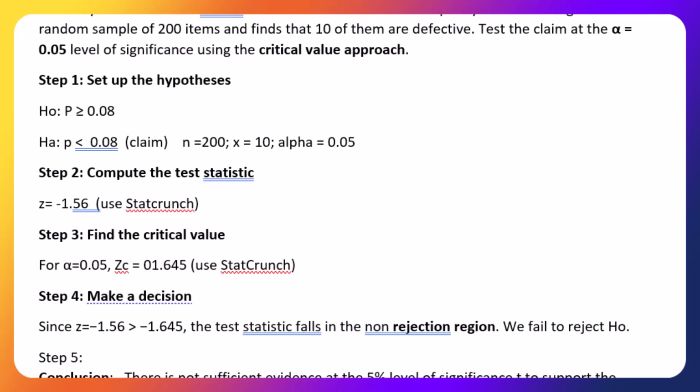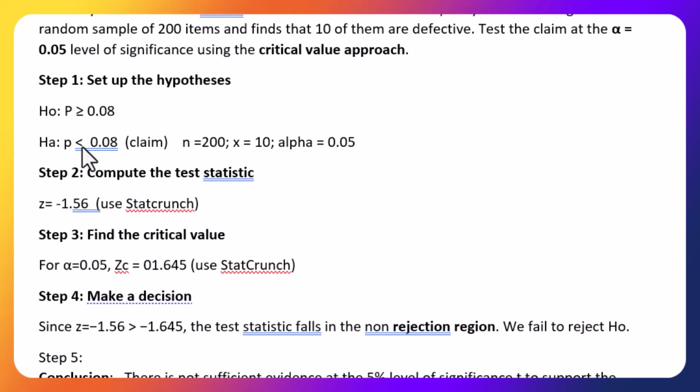Okay, now I'm going to solve a couple of exercises using the critical value approach. One is for testing the proportion. A factory claims that less than 8% of its items are defective, a quality control. So how would you write the null and the alternative hypothesis here?